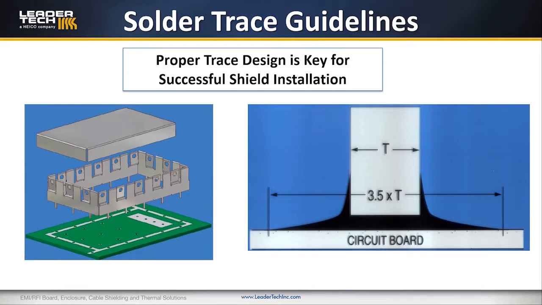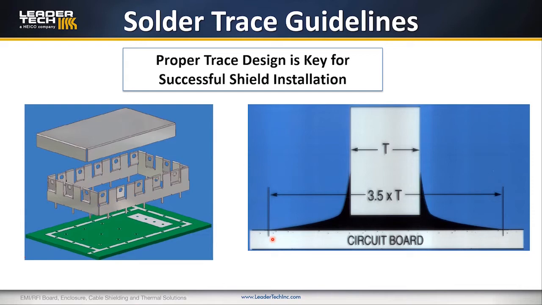When we talk about the trace, we want it to be a minimum of 3.5 times the material thickness. So this diagram here, this represents the straight edge of material of a circuit board shield, and the solder joint, the trace pattern would be here, and we need that trace pattern to be an absolute minimum of 3.5 times what the material thickness is.